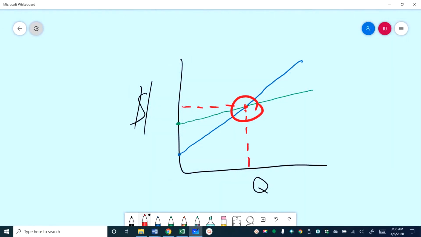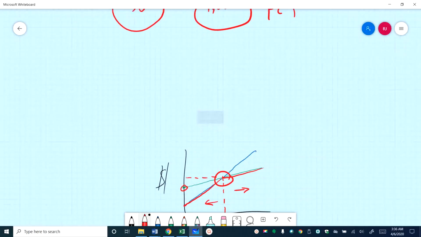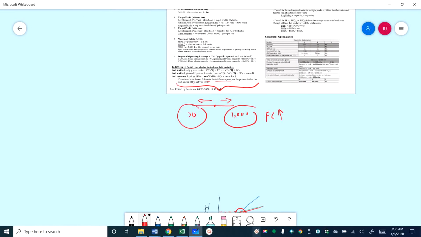So if it's under that indifference point, then it would be cheaper to use the one with the smaller fixed costs. If it's over that indifference point, it would be cheaper to use the one with the higher fixed costs. So that's indifference point. Let's try a quick question with that.